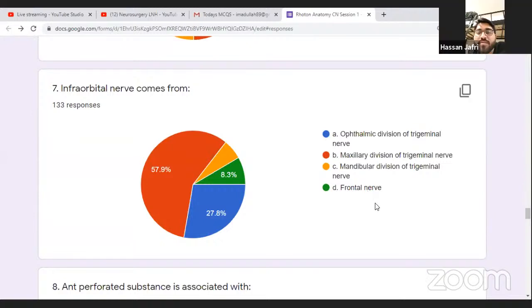The infraorbital nerve comes from the ophthalmic division, maxillary division, mandibular division, or frontal nerve. So the maxillary division is the right answer, which 58% got right. Correct. Okay. Good.